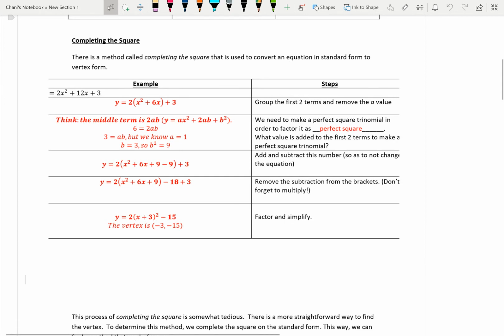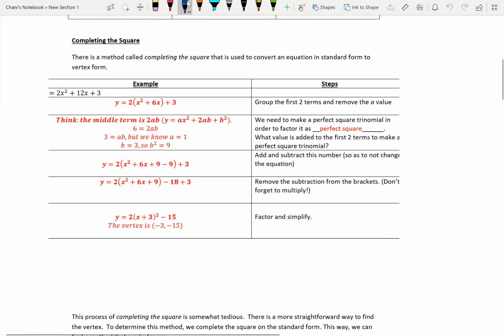So the first method is called completing the square. So you'll notice that I have it actually done for you. So you have a couple choices. Either you can pause the video and just copy this out and then listen to the explanation, or you can write it as you go. That's kind of your choice and how you learn best. So let's take a look at what is going on here, though.